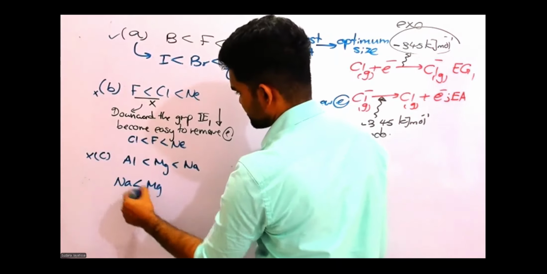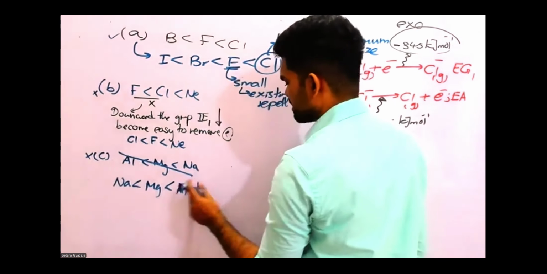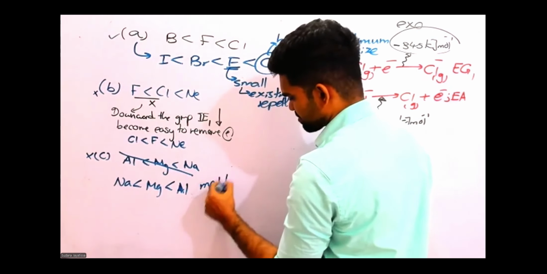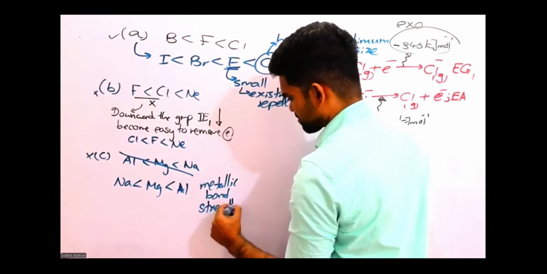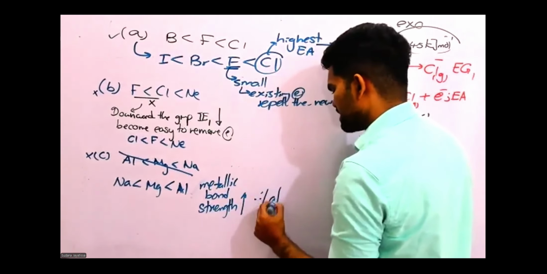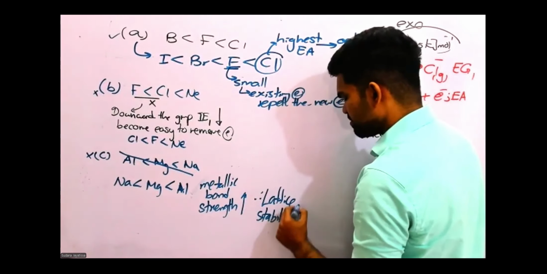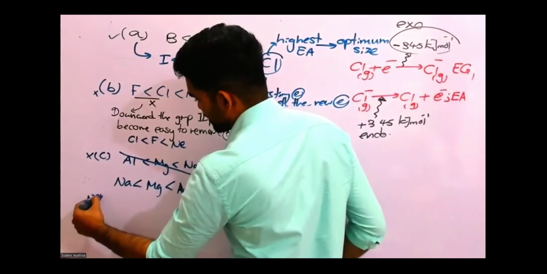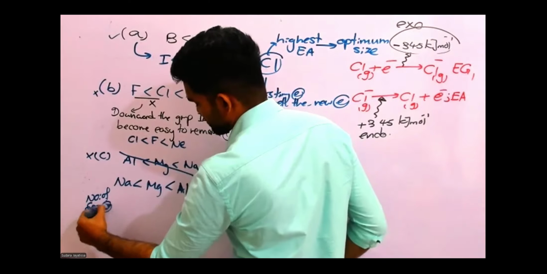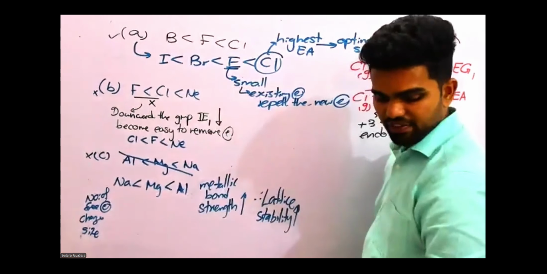So metallic lattice stability, or metallic bond strength, from sodium to magnesium to aluminium increases. Therefore the lattice becomes stable; lattice stability also increases. How does this happen? The reason is the number of free electrons and charge, and then the size of the cation. These are the factors that are affecting it.